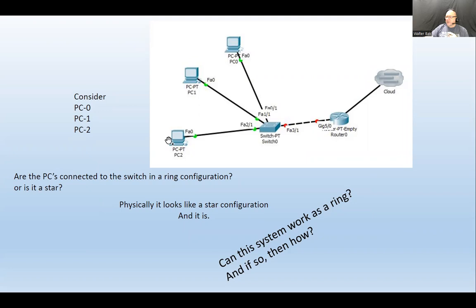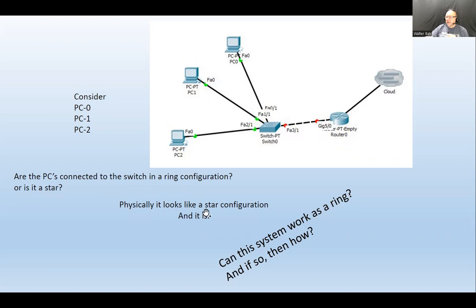All right, so now we're going to go back to one of the first slides as far as the physical and the logical or signal topology. I just want you to know the difference. This is a highly hypothetical situation. Consider PC0, PC1, PC2. Here's a PC, here's a PC, and here's a PC. So consider these three computers. Are those PCs connected to the switch in a ring configuration, or are they connected in a star configuration?